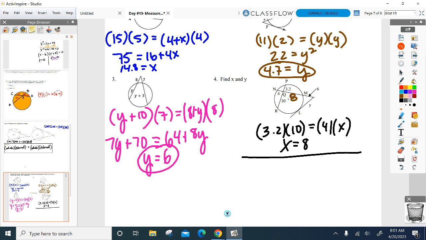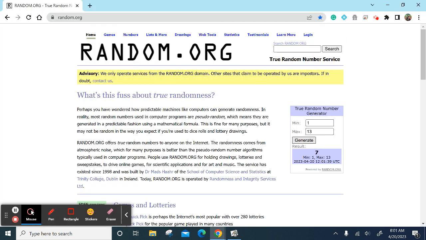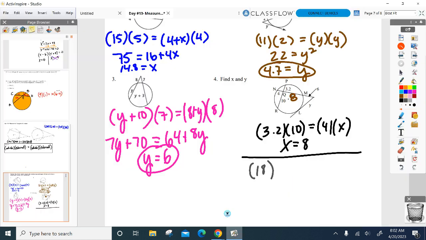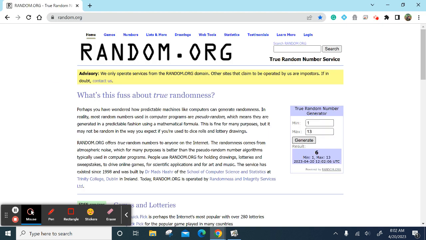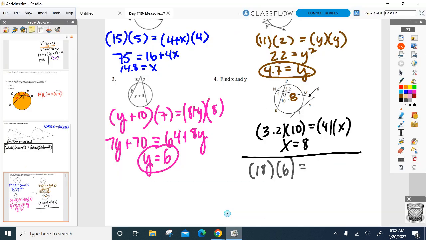Can you give me the whole secant length now? 18. Good. 6 plus 8 plus 4. 18 times what's the external part of that secant? 6. And then what do we already know about the tangent? What's the whole and external of the tangent? y and y.